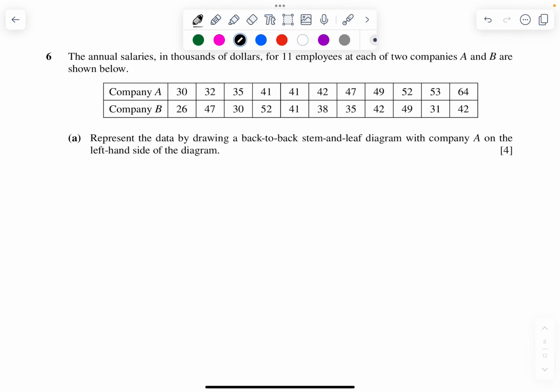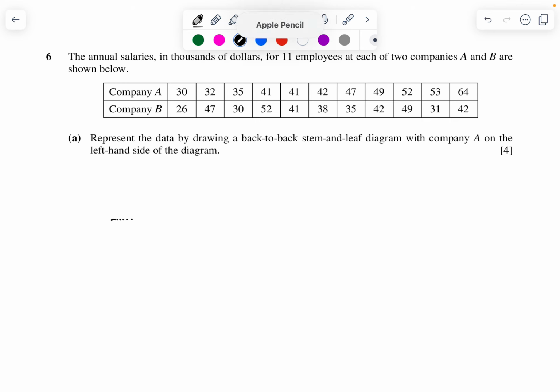Question number 6. The annual salaries are given by this one. Represent the back-to-back stem and leaf diagram for this. So we are going to draw the stem and leaf for this one. There are two companies, A and B. Company A and company B.